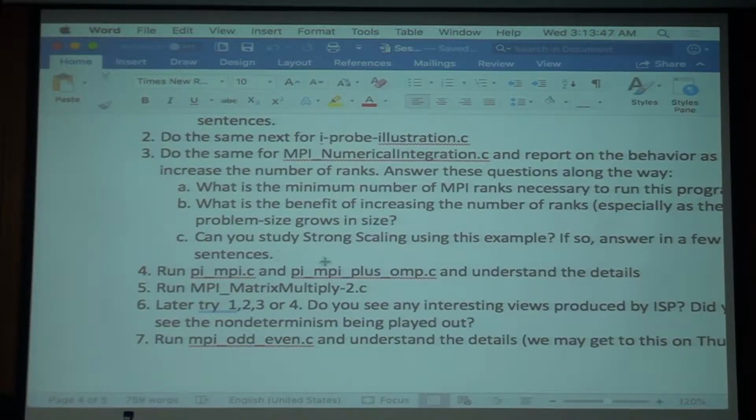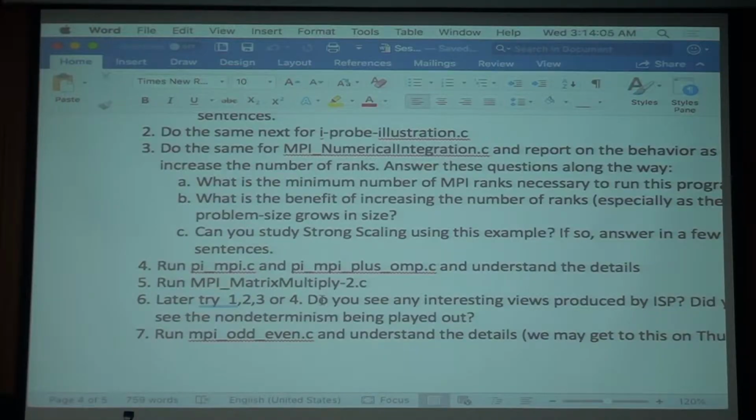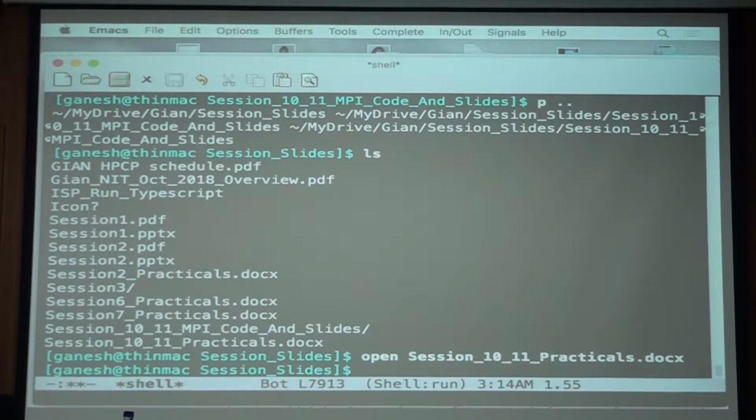We can do three variants of Pi: Pi with MPI, Pi with MPI plus OpenMP. These are extremely short, but it's good to see MPI plus OpenMP getting used in one page of code. Then there are four variations of a matrix multiply. Hopefully I will be able to go through that. Again, it shows you different things you can do. Then there is an odd even sort. Maybe I'll discuss that only tomorrow. It has nice visualization. So that's the lab material that is lying ahead. So let us look at the slides now.